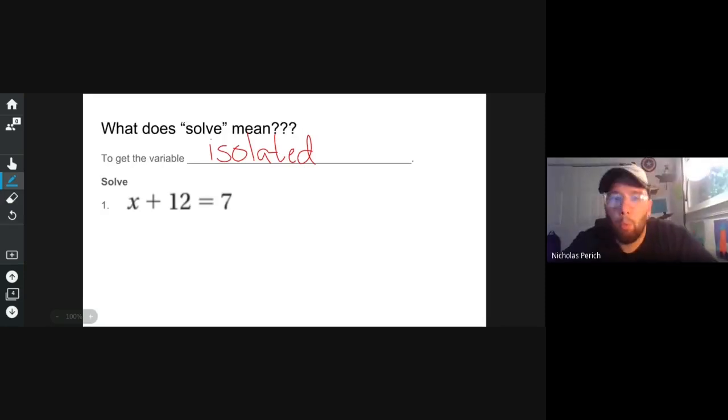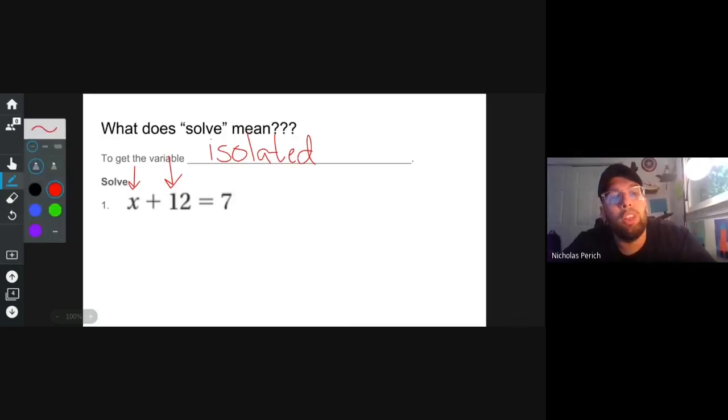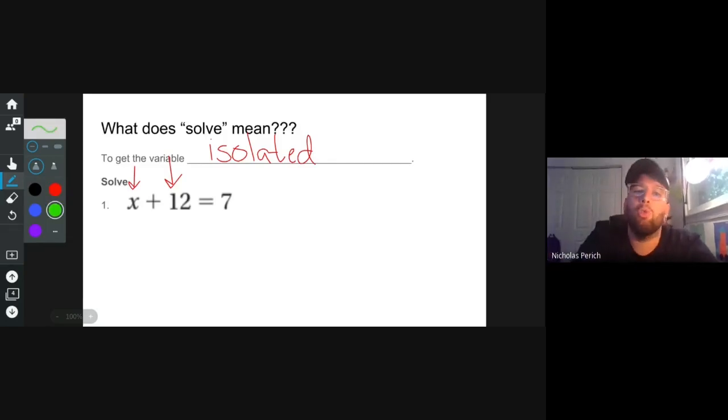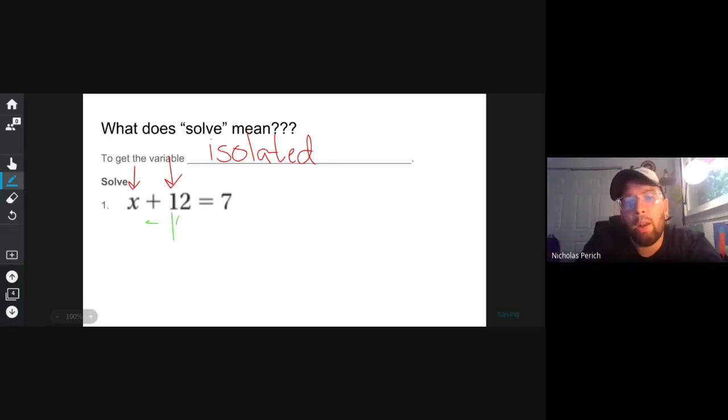Now take a look at problem 1. Is x all by itself? No. So here's x. Is x all by itself? No. What's in the way? Positive 12. Now, in order for me to get rid of a positive 12, I have to do the opposite of positive 12. So I'm going to subtract 12. Whatever I do to the left, I have to do to the right as well. So I'm subtracting 12 from both sides. 12 minus 12 is 0. In other words, it goes away. Drop down the x.